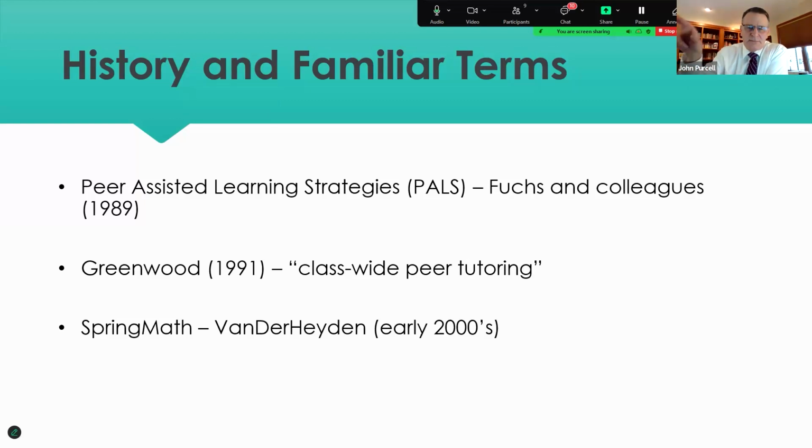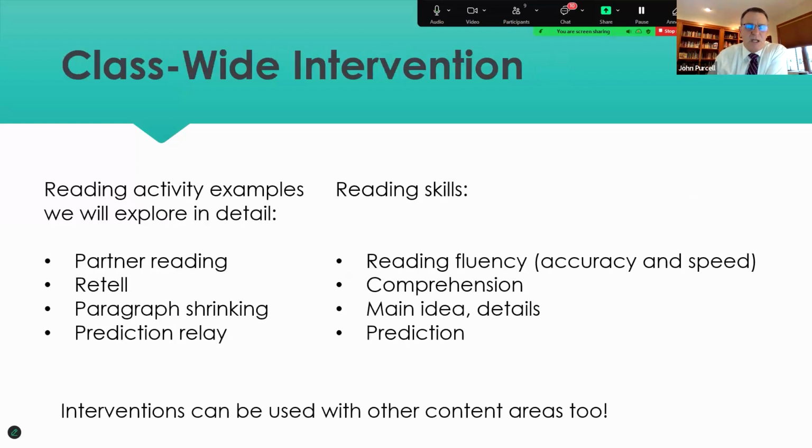What we'll be looking at, moving into some specifics and strategies for you, we're going to be looking at reading and mathematics. So what's class-wide intervention? Boy, having trouble tonight.